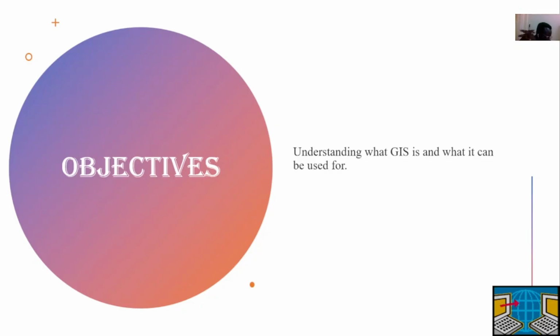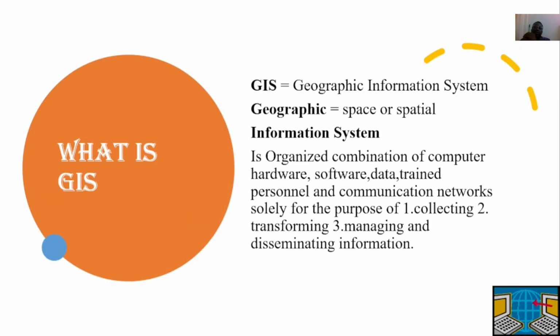Geographic Information System can be broken down into two smaller parts. The geographic part means space, that is, something that can be located in space. And the information system is basically a computer-assisted system solely meant for capturing, analyzing, transforming, and disseminating information. As I said, geographic means what? Space, or spatial.